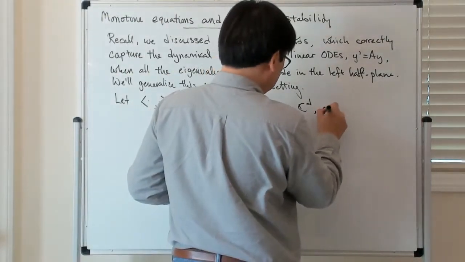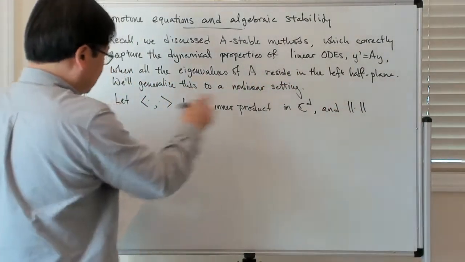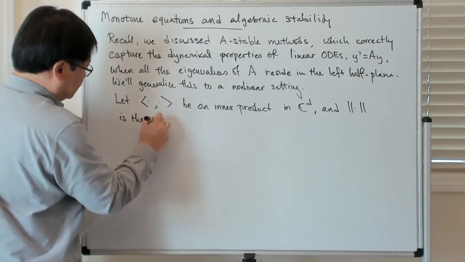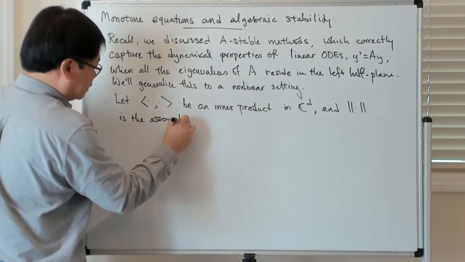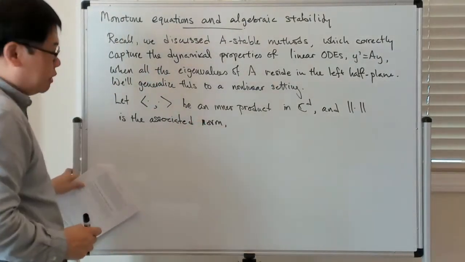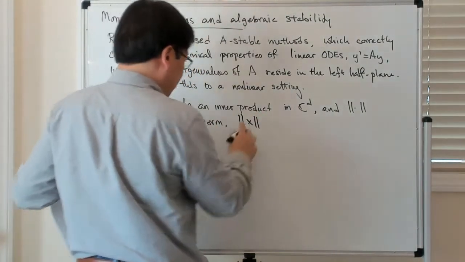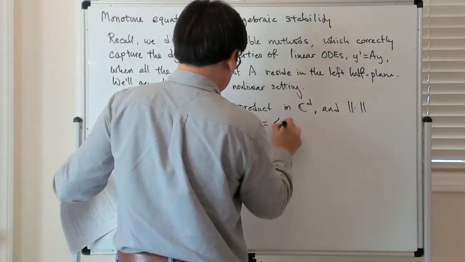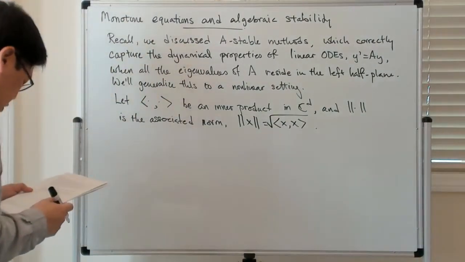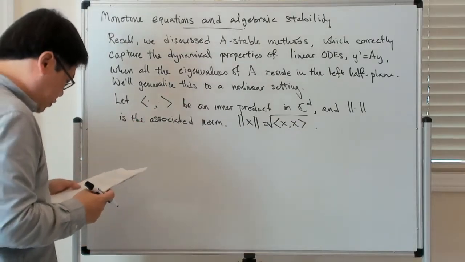And there's an induced norm associated with this inner product. What I basically mean by that, of course, is that if you take the norm of something, this is equal to the inner product of that with itself, and then you take the square root of it. So that's what we mean by the norm which is induced by the inner product.